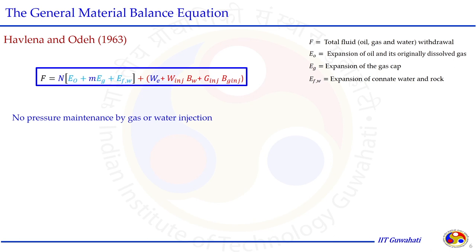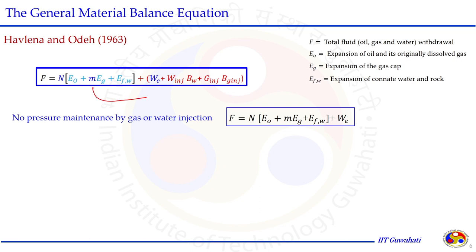So for example, this is the linear equation that has the relationship of the withdrawal, the contributing factors, and any additional term going into the control volume: either the water encroachment, injection of water from the surface, or injection of gas.